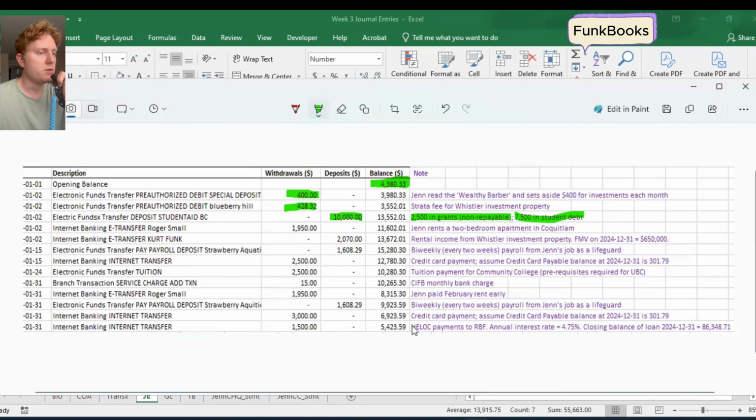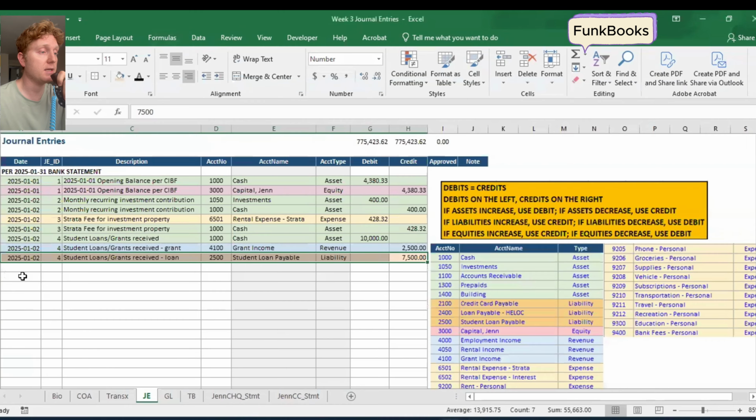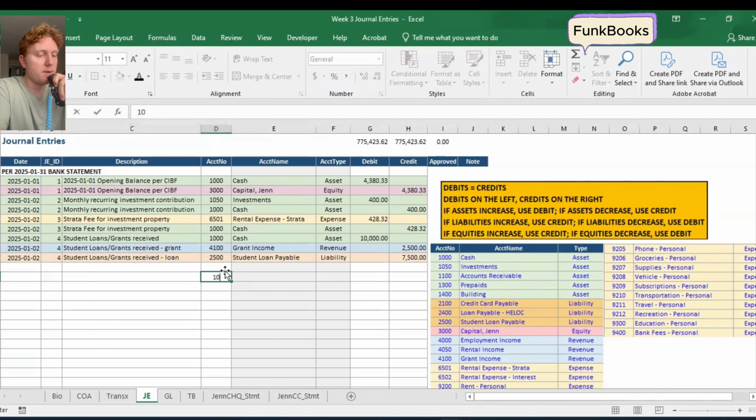So that is good. Okay, we've got rent here. So this is Jen paying her personal rent, right? So what is happening? Again, we are giving up cash, so we should expect to see a credit. And notice how I'm using the second line to do the cash.